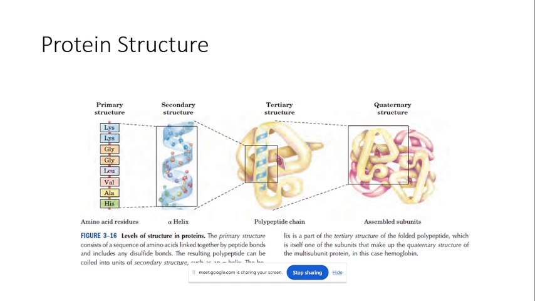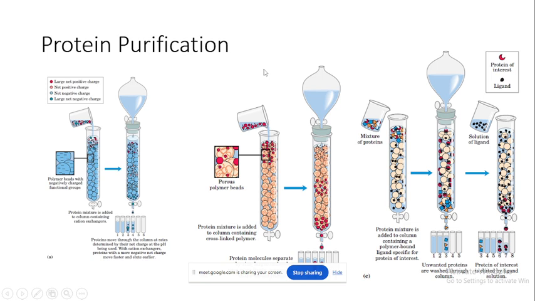If a protein has multiple subunits, then each subunit has a tertiary structure, and these different polypeptide chains come and assemble to make a quaternary structure. For example, hemoglobin has four subunits: alpha 1, alpha 2, beta 1, beta 2. So that's why hemoglobin has a quaternary structure. But myoglobin has only one subunit, so it has a tertiary structure. These are the levels of structure in proteins.